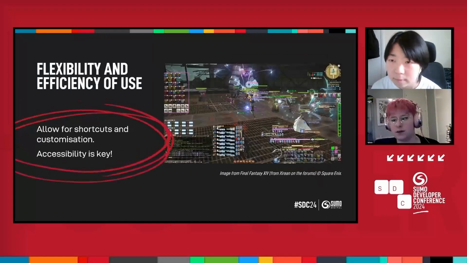And then the last one we'll go over is flexibility and efficiency of use. It's about customization, shortcuts, accessibility. This can be really helpful when we're talking about complexity as a barrier. Customization can become a really interesting solution in games that are extremely complex because they need to be.